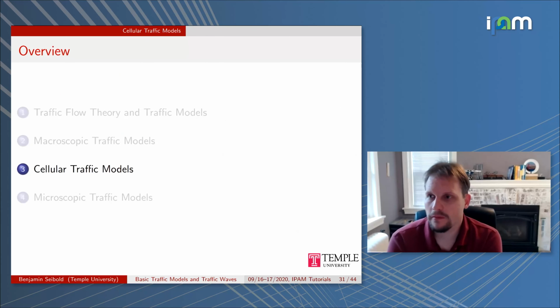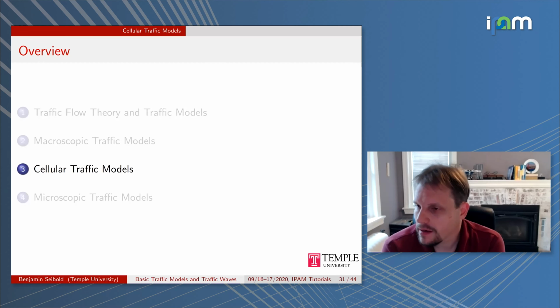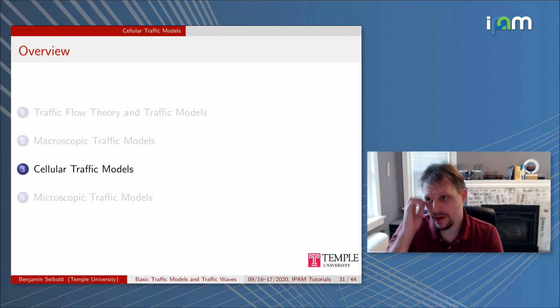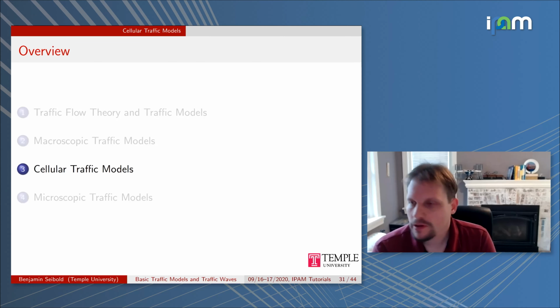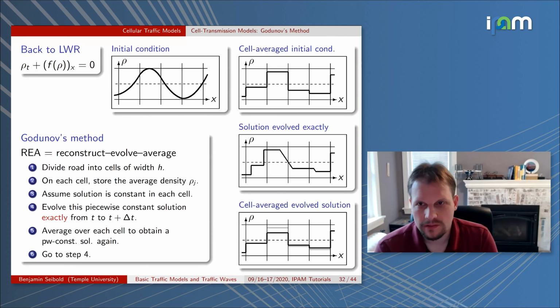Now let me move forward to cellular traffic models. Let me make a distinction here. One is that there are cellular models that are derived or can be derived from macroscopic models. And then there are intrinsically cellular automata models, and I'll do one slide on those as well. But let me first start with what people call the cell transmission model.